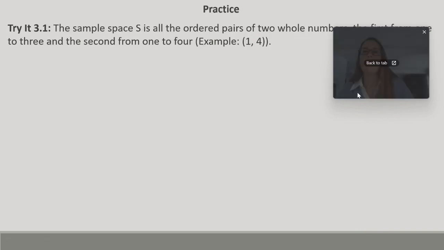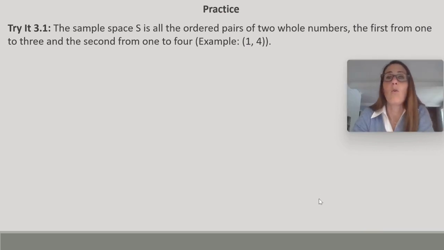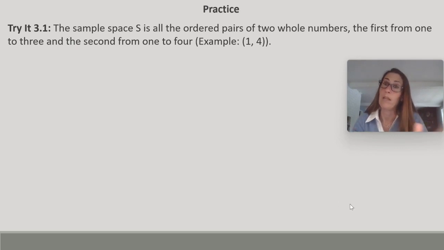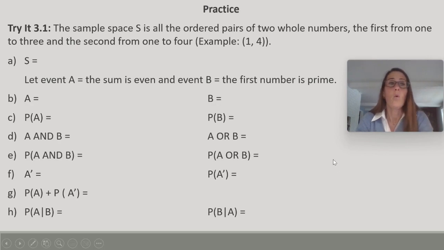So one more example. Our sample space is all the ordered pairs of two whole numbers, the first from 1 to 3 and the second from 1 to 4. So an example would be like (1, 4), because you're picking from 1 to 3 first and then from 1 to 4 second. What is S? That's going to be our sample space.